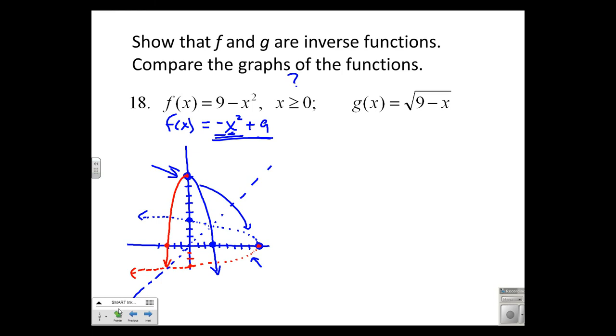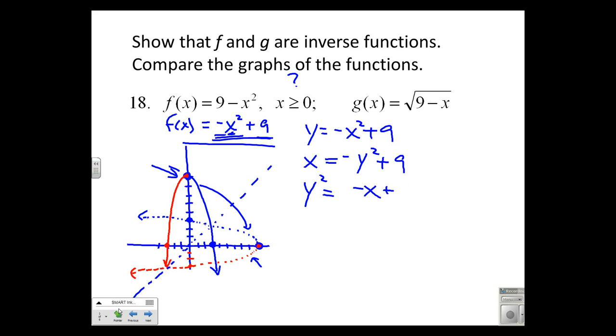Okay? So if I go through the process of finding out if these are inverse functions, one way I could do it is let's find this inverse function. So this is just y equals negative x squared plus 9. I need to swap, because of course inverse functions swap x's and y's. So x equals negative y squared plus 9. Solve for y. Y squared is negative x plus 9.